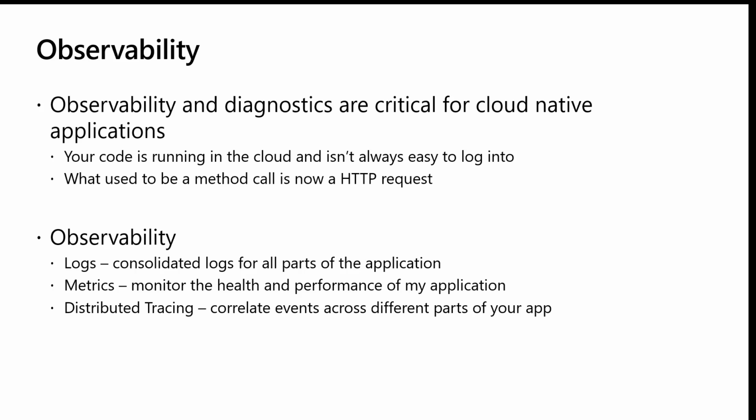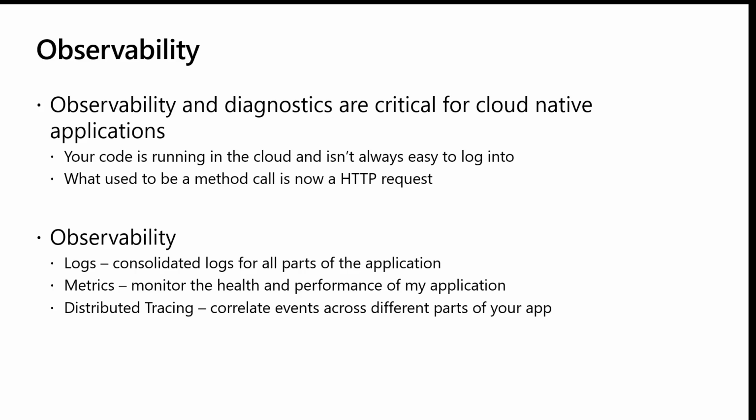Now that my thing is in AKS, how do I talk to it? How do I connect to it? It's not really easy or possible to log into. Things that used to be a method call within my one application are now going over HTTP to some other machine, maybe even some other database cluster, maybe even some other data center, right? They're a lot further apart, which means observability and diagnostics become even more important now than they ever were in the past. And if we talk about a few types of observability, we want logs, metrics, and distributed tracing.